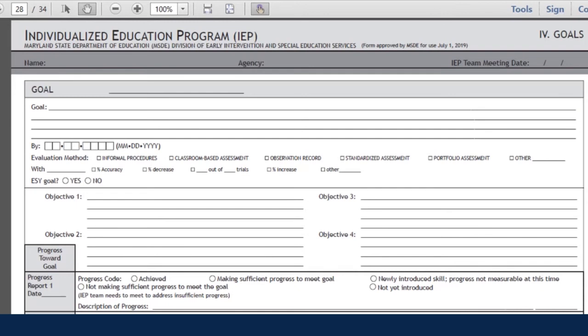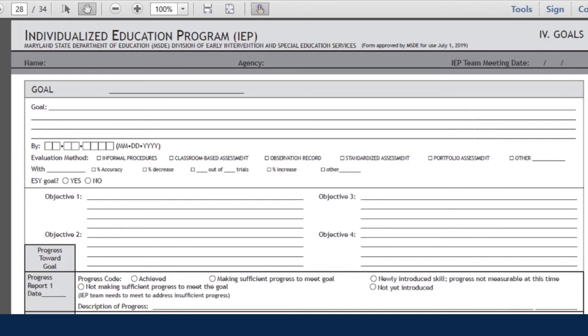Okay, and as we talk about goals, some people like to use the term SMART goals. SMART goals are specific, measurable, achievable, realistic, and timely. So as you design a goal, you want to consider all of those things in your goal.